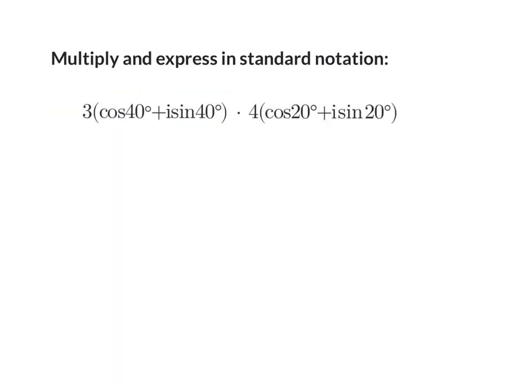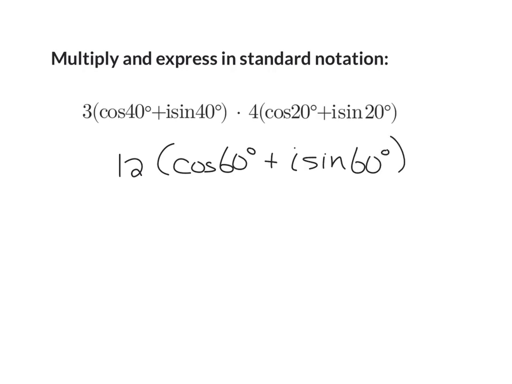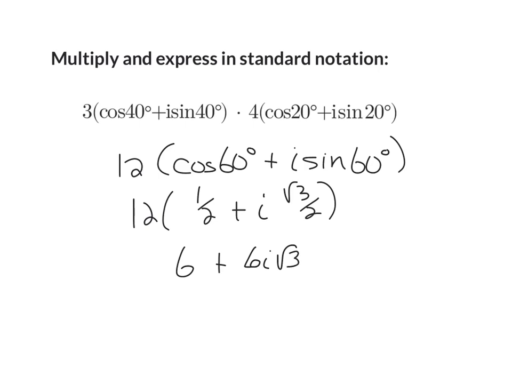Watch this. Here's one right here. All I'm going to do on this one is multiply my r's. 3 times 4 is 12. I'm going to add my thetas. 40 plus 20 is 60 degrees. And then you can do this. Cosine 60 is 1/2. Sine 60 is square root of 3 over 2. If you multiply through, the 2's cancel with the 12. 1/2 of 12 is 6. So you get 6 plus 6i square root of 3. All there is to it.